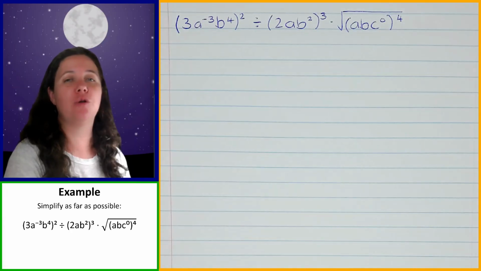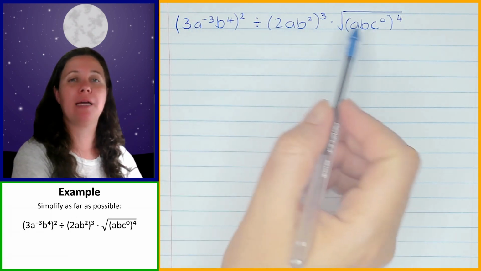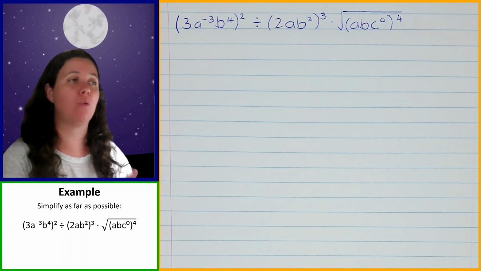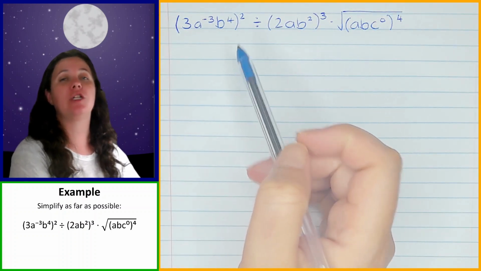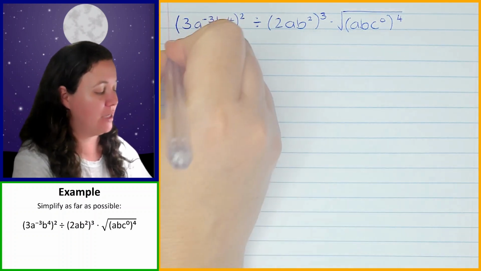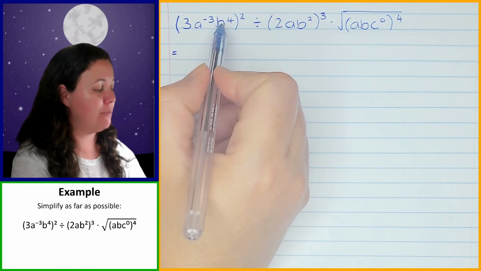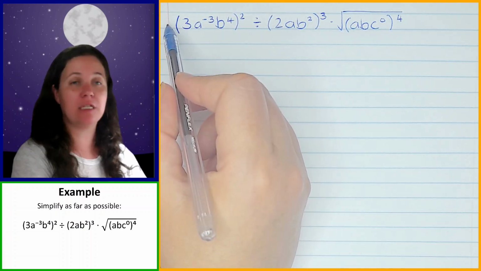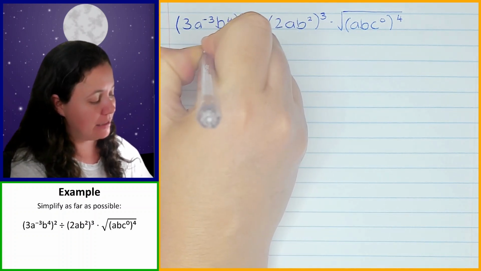The first thing you need to know when you're doing a question like this is that when you've got things that are being multiplied and divided like this, you can combine it all into one fraction if you've got division. So anything that is being divided is going to go at the bottom of your fraction. Over here, I've got (3a^-3 b^4), and that's in brackets squared. That is not being divided. There's no division sign in front of that. So that's going to be at the top of my fraction.